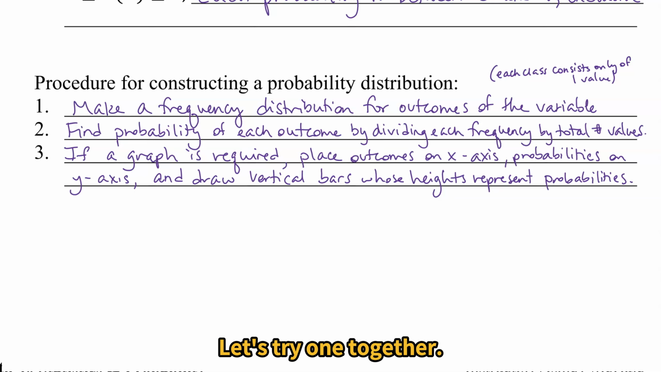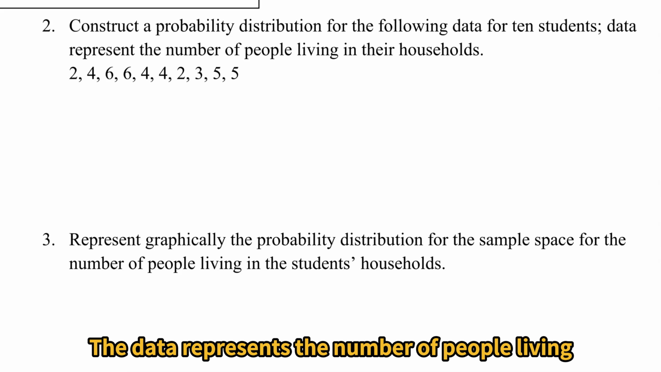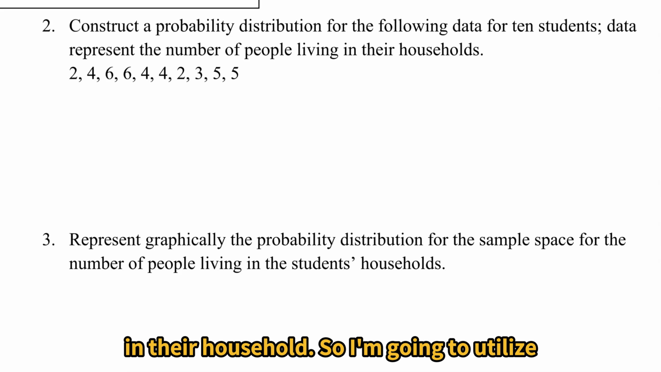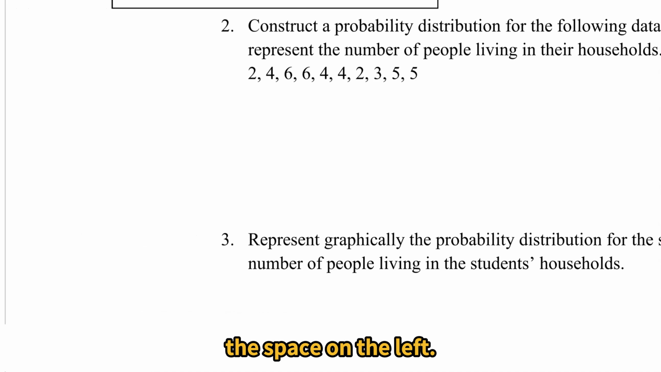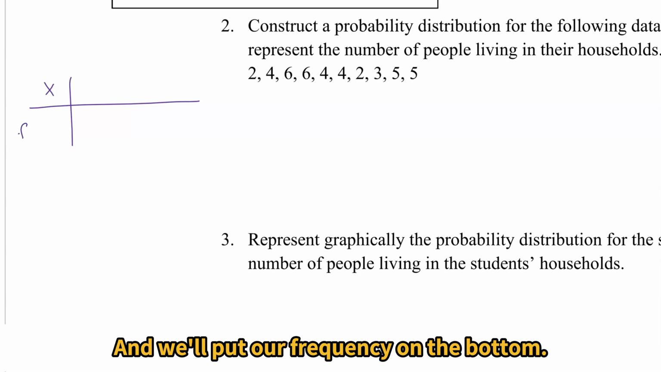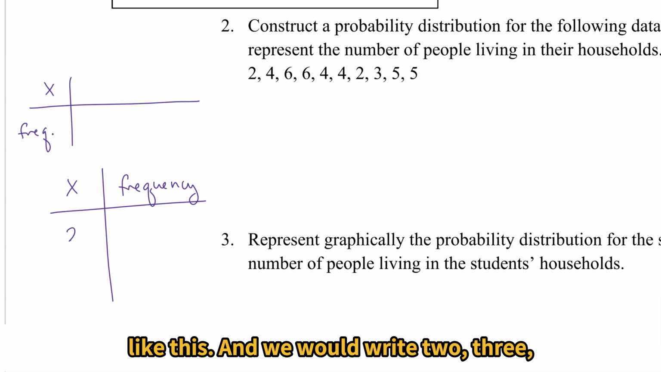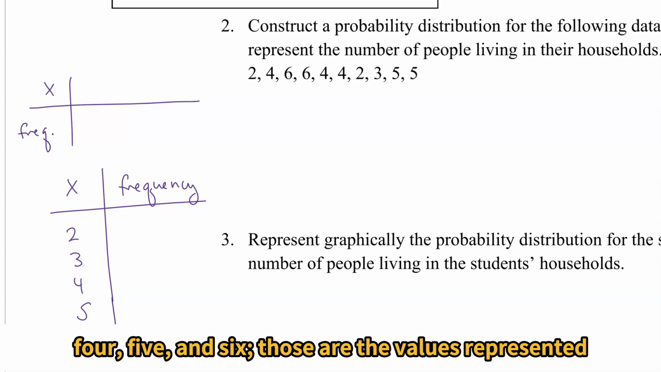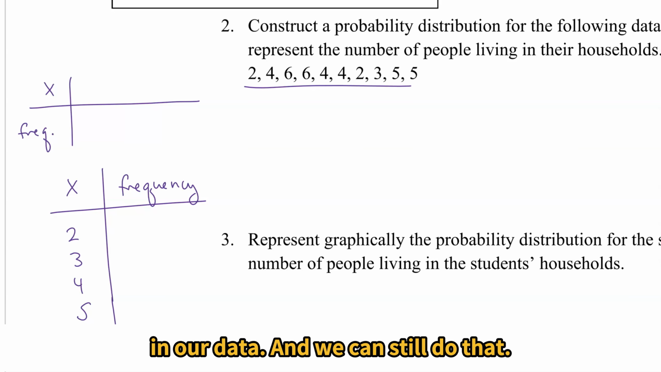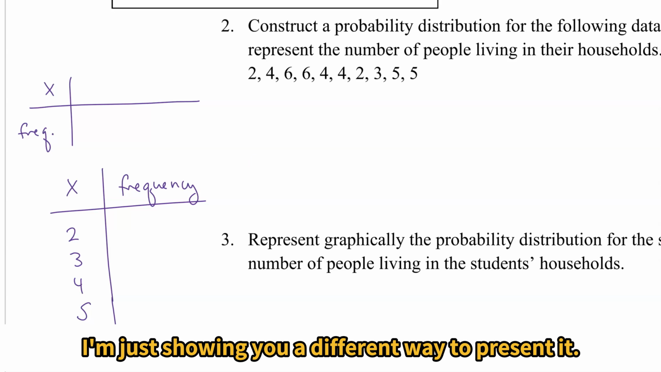Let's try one together. We're going to construct a probability distribution for the following data for 10 students. The data represents the number of people living in their household. So I'm going to utilize the space on the left. We'll put x, our random variable, up top, and we'll put our frequency on the bottom. So usually we were creating tables vertically like this, and we would write 2, 3, 4, 5, and 6. Those are the values represented in our data. And we can still do that. We absolutely can still do this kind of table. I'm just showing you a different way to present it.